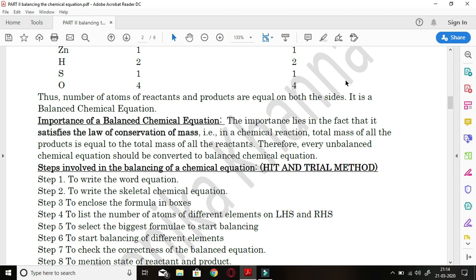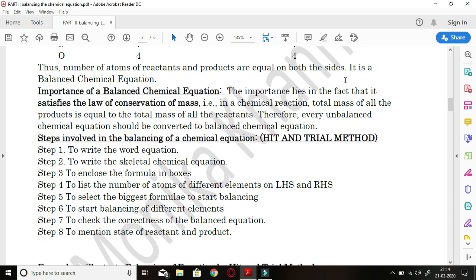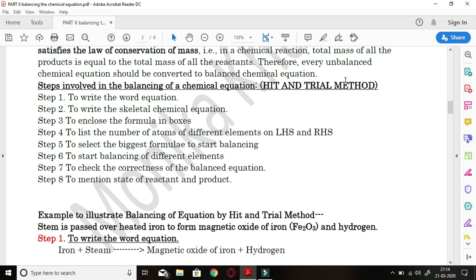Now next is, what are the steps involved in balancing an unbalanced chemical equation? That means if we want to convert an unbalanced equation to a balanced chemical equation, there is one very common method. There are various methods, but in your course, this is the method mentioned, that is the hit and trial method.